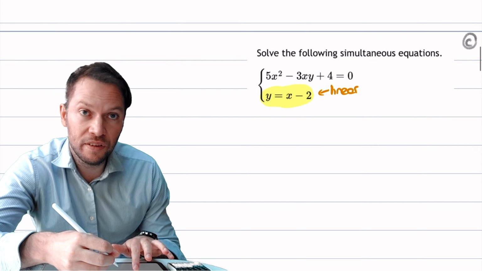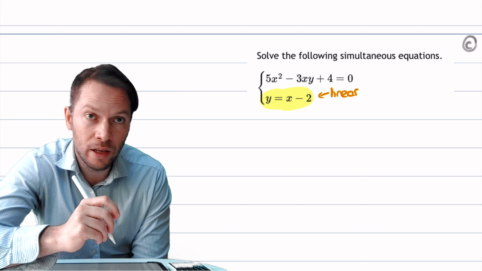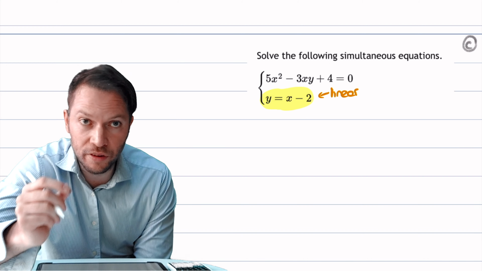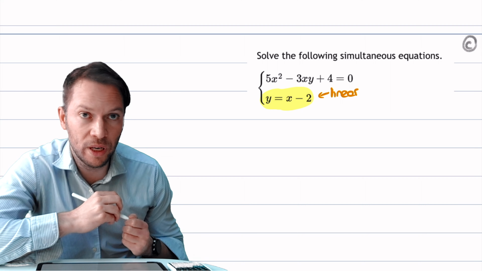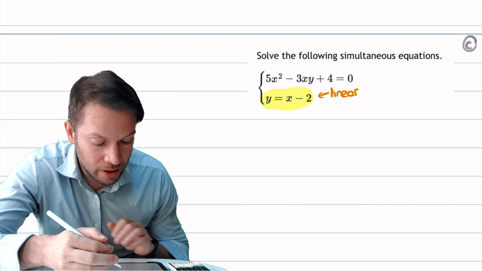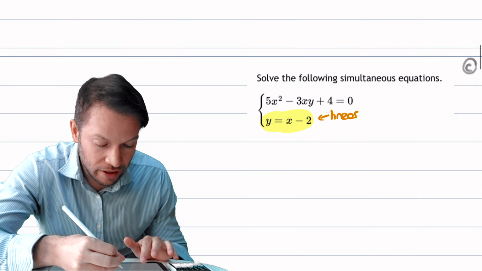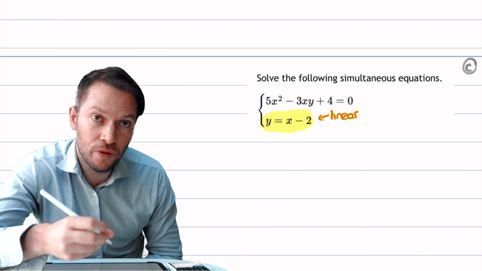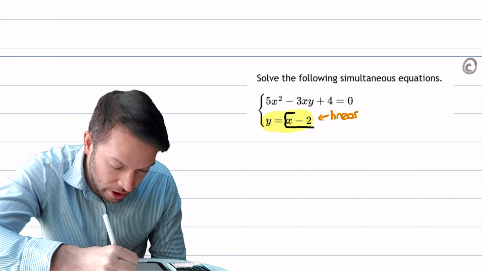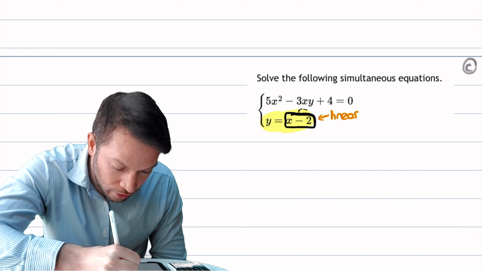So how do we solve these? Remember, to solve simultaneous equations is to find a value of x and y that satisfies both equations. In fact, we need to find all the values of x and y that satisfy both equations, because there might be more than one value of x and more than one value of y. So how do we do it? What we do is we substitute the linear equation into the nonlinear one. So this linear equation here, this expression here, we're going to substitute that as the y into the nonlinear equation.